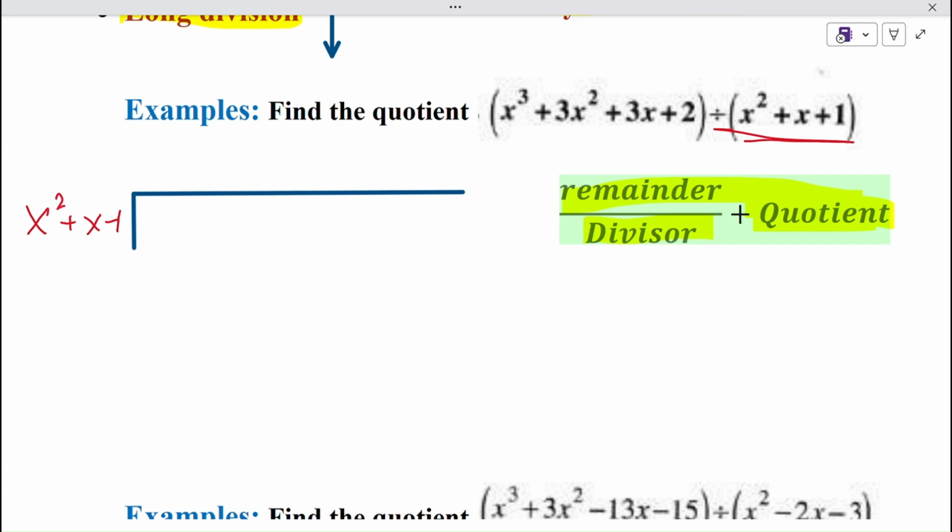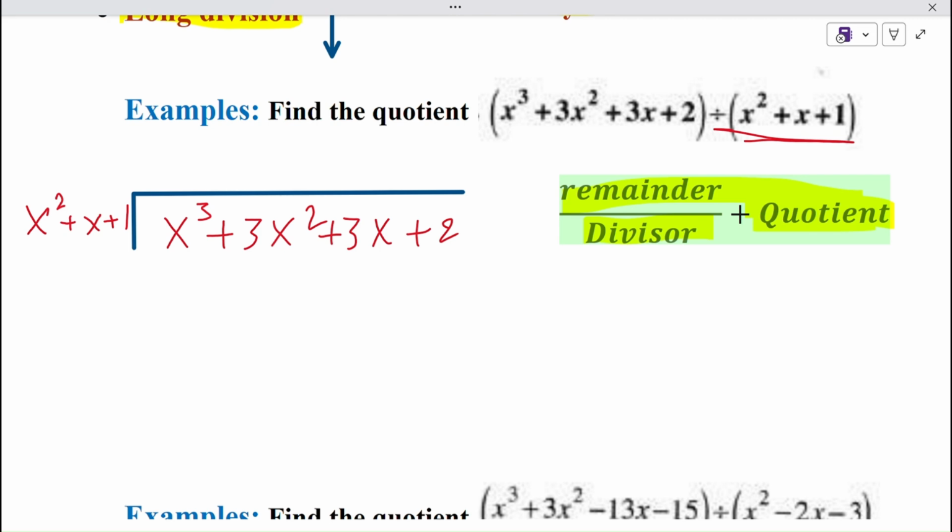This is the first polynomial. And the second polynomial, write it here. X to the power 3 plus 3x to the power 2 plus 3x plus 2. Okay?